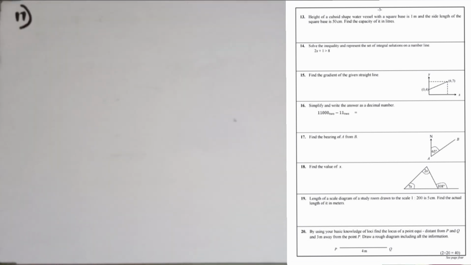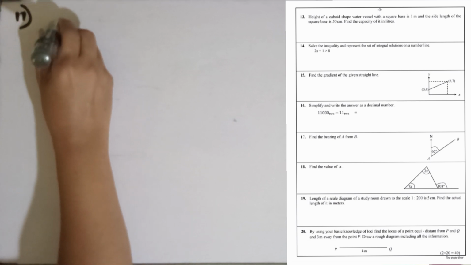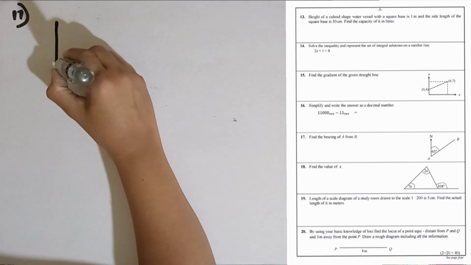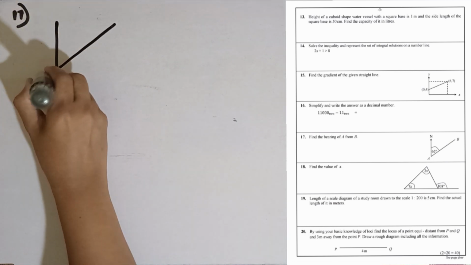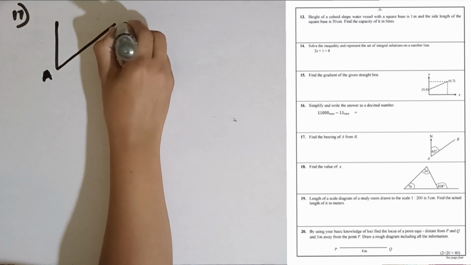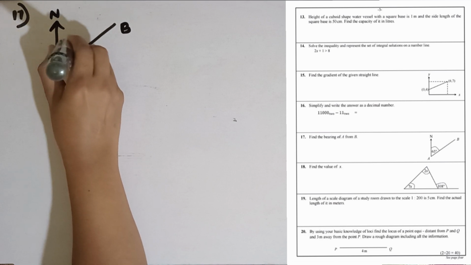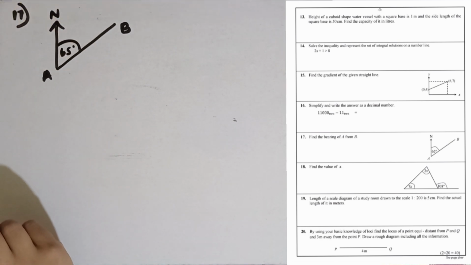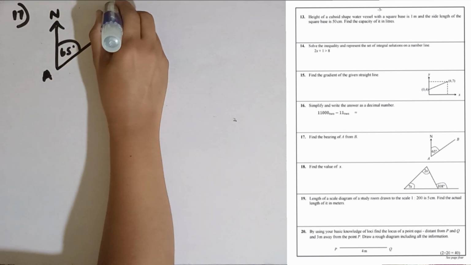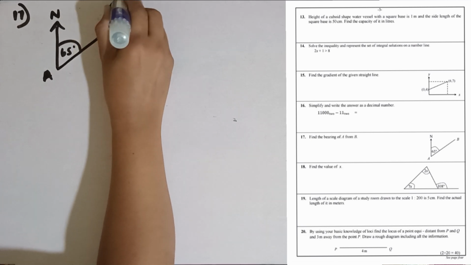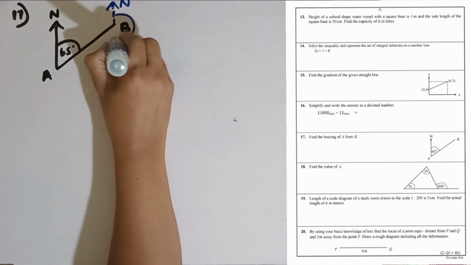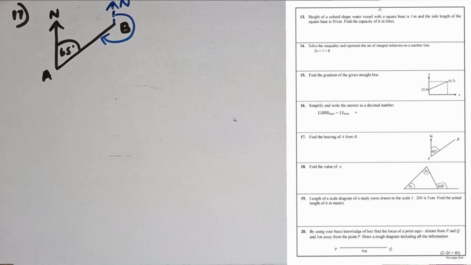Question number 17. Find the bearing of A from B. This is the diagram given for us. Here A, then here B. Then this is the north direction. Then 65 is the angle, 65 degrees. Now when finding the bearing of A from B, we have to represent the north direction here. Then we have to find this angle. How to find this one?